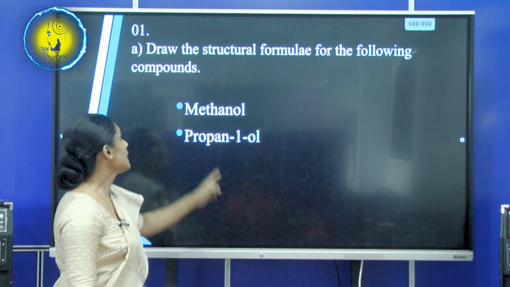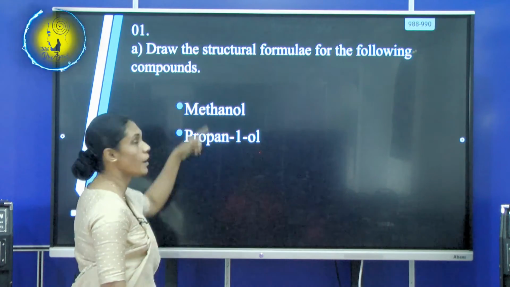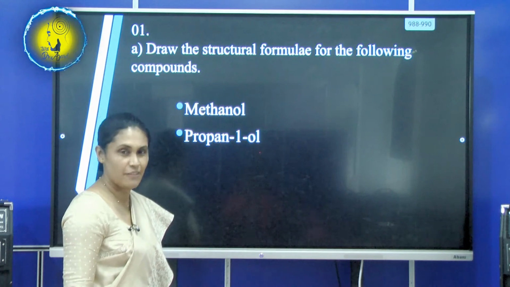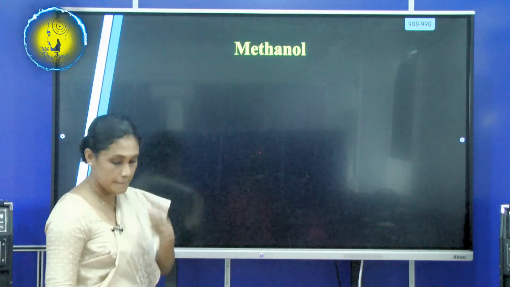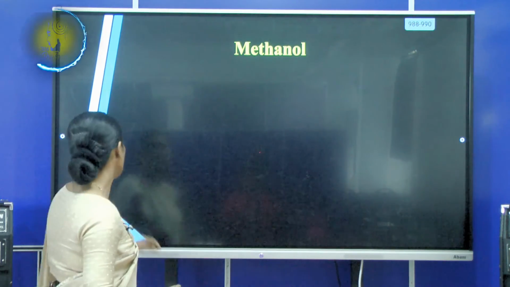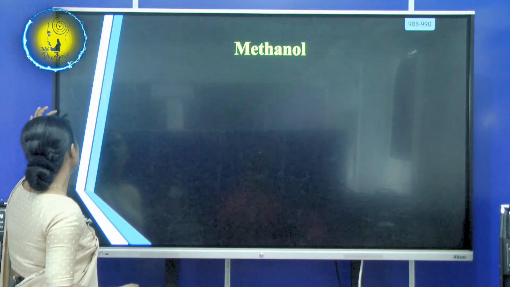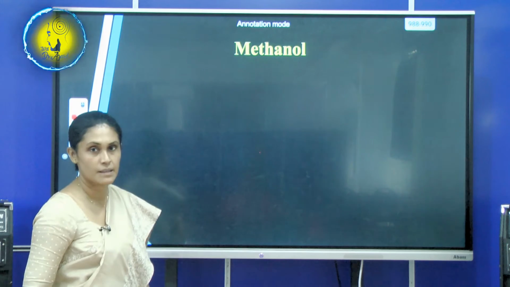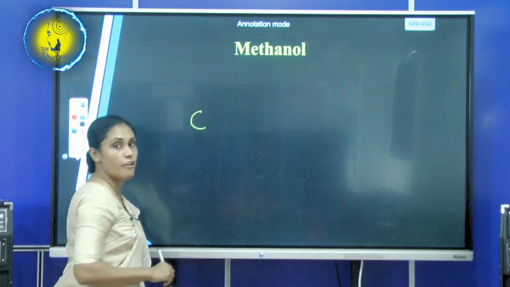We have to draw the structural formula for the following compounds. These are not unusual to you, they are very easy for you. Let's move on. Methanol. Whenever you hear the word meth, you know the number of carbon atoms. Methanol, so carbon only 1.